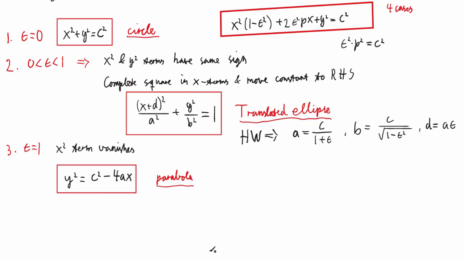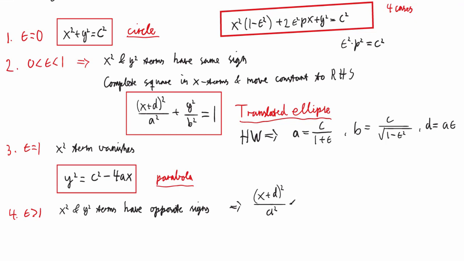All right, now there's only one case left, and that's the case of epsilon greater than 1. That's very similar to case number 2 here, except that now 1 minus epsilon squared is negative, so the y squared term and the x squared term have opposite signs. And that manifests in a minus sign here.